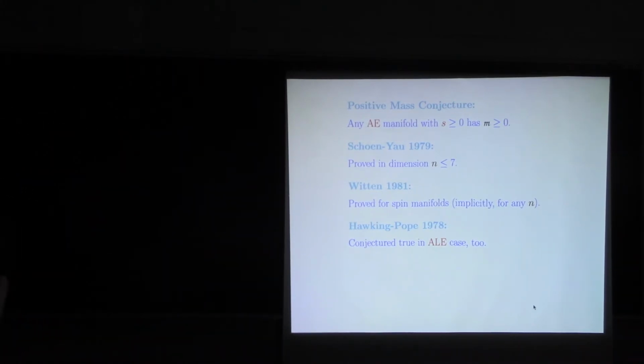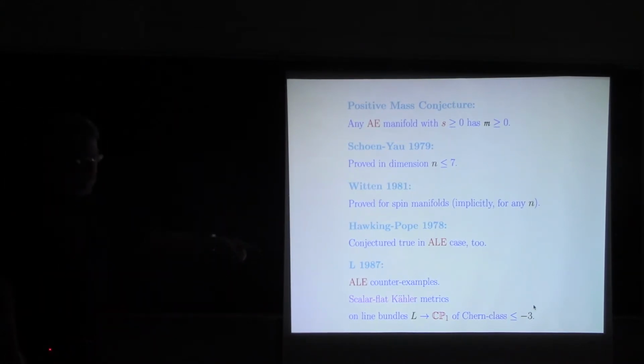They conjectured in their paper that this positive mass property would also be true in the ALE case. I discovered that this is actually false. So there are counterexamples. In fact, among scalar flat Kaehler metrics, if you take a line bundle of Chern class -3 or more negative than that, and you look at one of these metrics I mentioned before, it turns out it has negative mass.